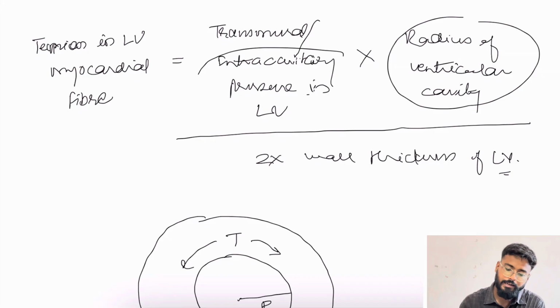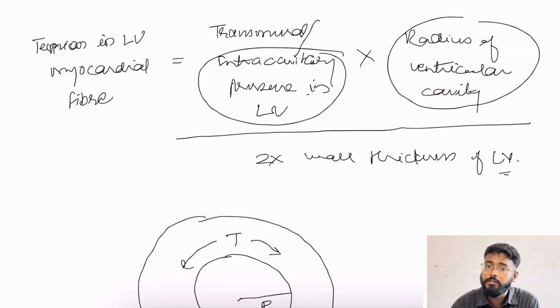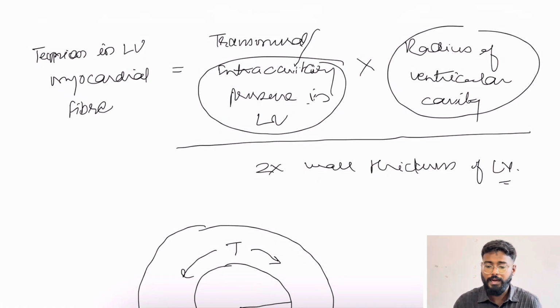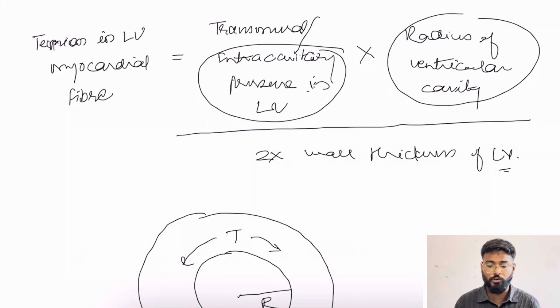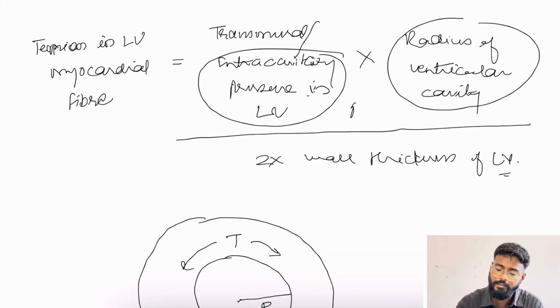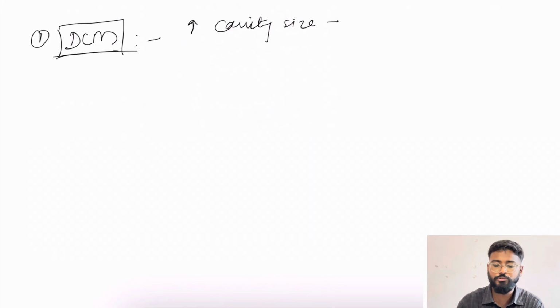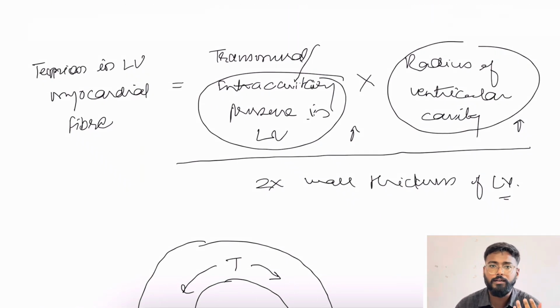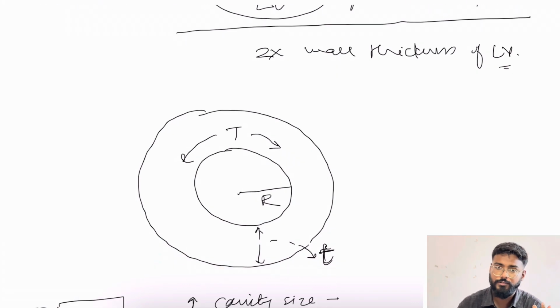So can we say intracavitary pressure in the left ventricle is increased in case of dilated cardiomyopathy? Yes, because the dilated left ventricle is going to accommodate more blood as compared to before when it was normal, and the radius is also increased because the cavity size has been increased. So both these factors are now increased. So can you say the tension in the myocardial fiber is increased, right?